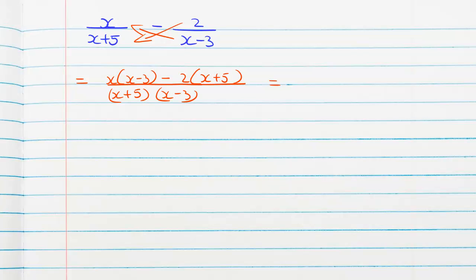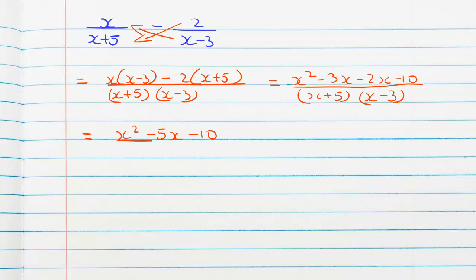Now we will simplify them. So for this one we have x square minus 3x minus 2x minus 10, all of this over x plus 5 times x minus 3. Our next step is simply x square minus 5x minus 10 over x plus 5 times x minus 3. And this is our final answer because there is no factor of this statement over here, the numerator.